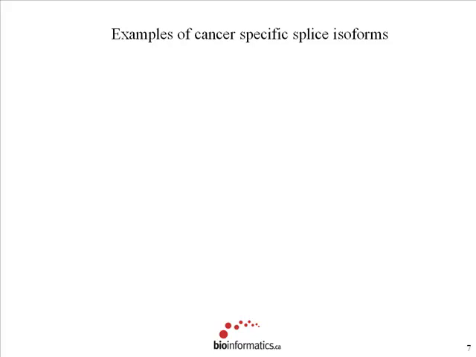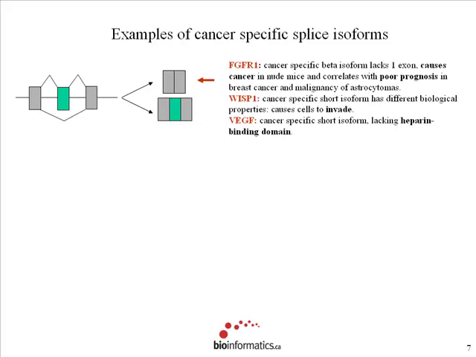So there's been a growing body of evidence in the literature that many cancer genes actually have cancer-specific isoforms. So you can find very simple cases such as a single cassette exon where you have a production of two isoforms, excluding and including the alternative exon. And these are just a few examples of such events taking place in cancer cells.